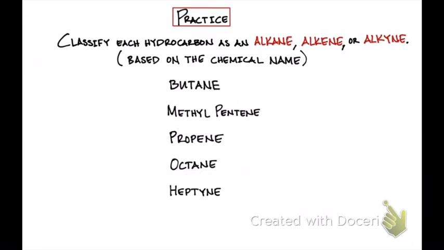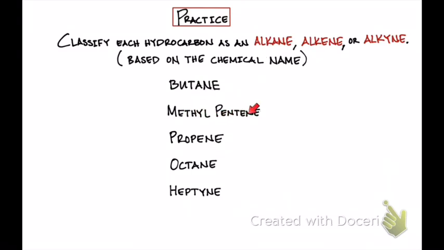Let's look at another practice question here. Based on the chemical name, classify each hydrocarbon as an alkane, alkene, or alkyne. So this one is kind of obvious based on the name, because the suffix matches the family, right? So butane is the first one. It ends in -ane. Octane also ends in -ane. So both compounds, butane and octane, fall in the alkane family.